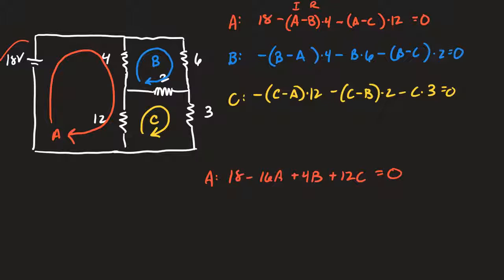The current through resistor 4 will be A minus B. You follow me? Because both of those currents pass through that one. The current through resistor 12 is going to be A minus C. The current through resistor 2 is going to be B minus C. And the current through resistor 6 is going to be B, and the current through resistor 3 is going to be C.